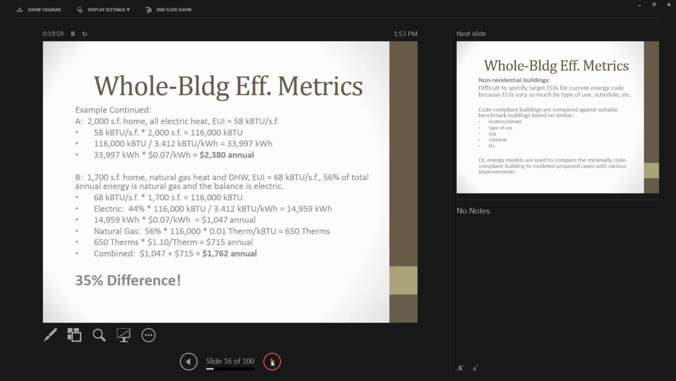Remember the kilowatt hours, 3,412 BTUs. So we take those BTUs, we convert them back to kilowatt hours, and then we can get our annualized energy cost. You following me? Now the second house, we've got a little bit more math to do. We've got an EUI of 68, and of that, 56% is natural gas, 44% electricity. So we've got to break that out.